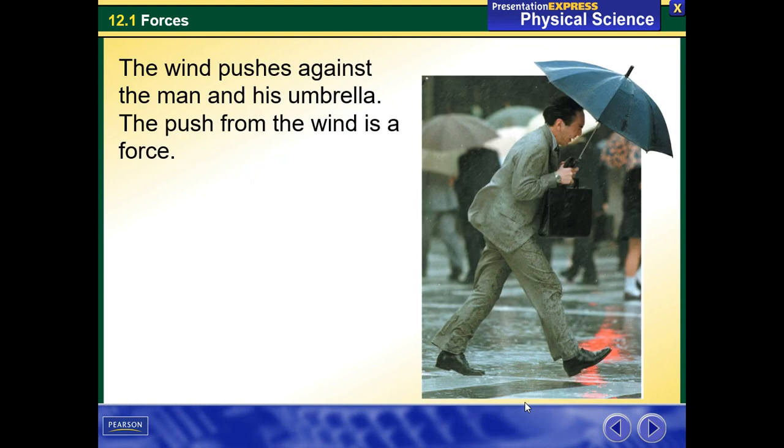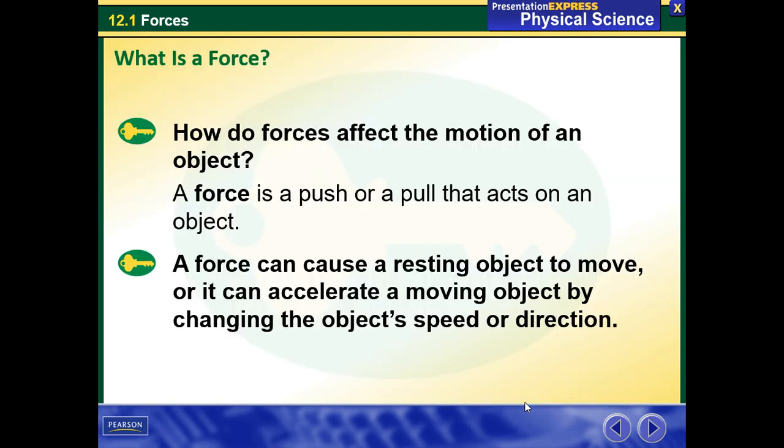So our intro picture shows a guy walking through the rain and he's holding up an umbrella to protect him from the rain pelting on his dress uniform. And it says the wind pushes against the man and his umbrella, and we're going to learn that the push from the wind is considered a force. So what exactly is a force? Well, we're going to define it. A force is a push, such as the rain on the umbrella, or a pull, so you pulling a chair towards you, that acts on any object.